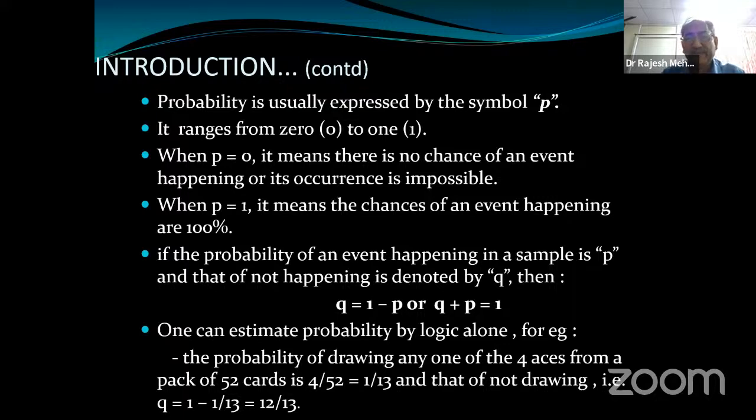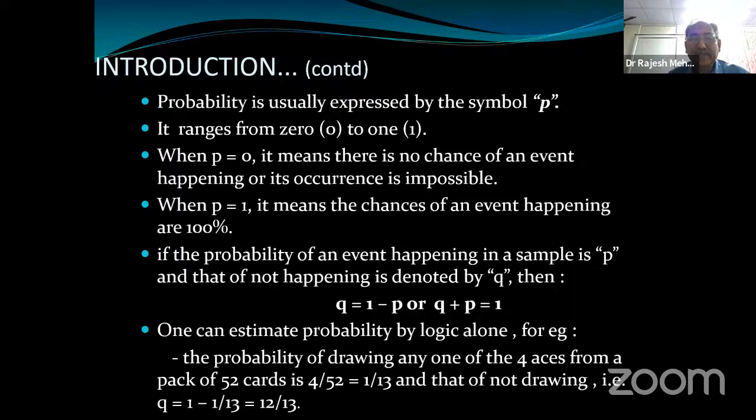So, if the probability of an event happening in a sample is P and that of not happening is denoted by Q, then Q is equal to 1 minus P, or P plus Q is equal to 1. So if the probability of an event occurring by chance is 20%, Q is 80%. But usually we write P is 0.2 and Q is 0.8.